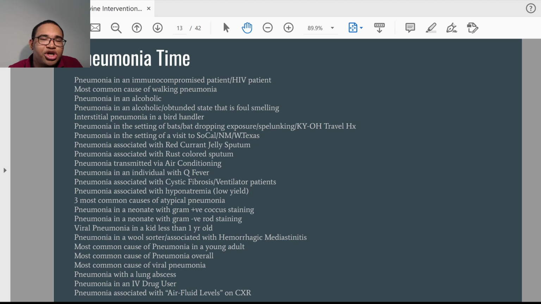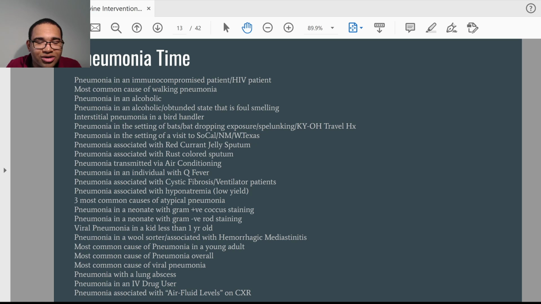So, like a painful lesion on the lower extremity. Remember, that's also found in people that have sarcoidosis. Now, pneumonia associated with red currant jelly sputum. This is easy. That's Klebsiella pneumonia. Pneumonia associated with rust-colored sputum, right? That's strep pneumo. That's easy as well.